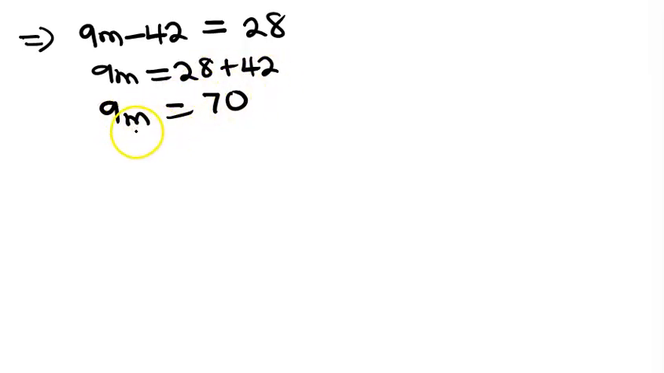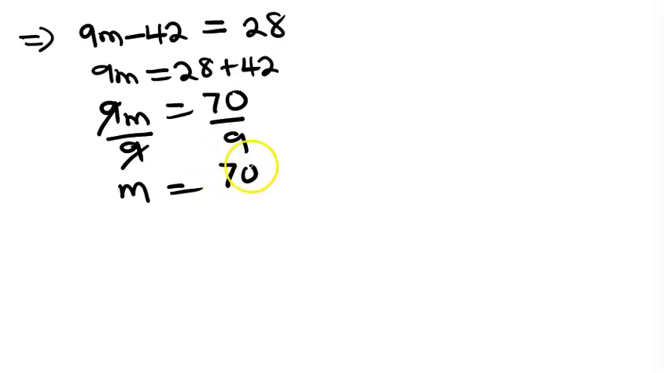We want to find m, so we divide both sides by 9. When we do that, we have m is equal to 70 over 9. To simplify further, we are going to have m is equal to 7 whole number, since 9 goes into 70 seven times, then 7 over 9.